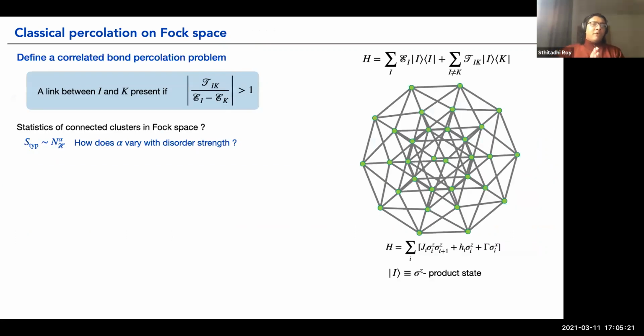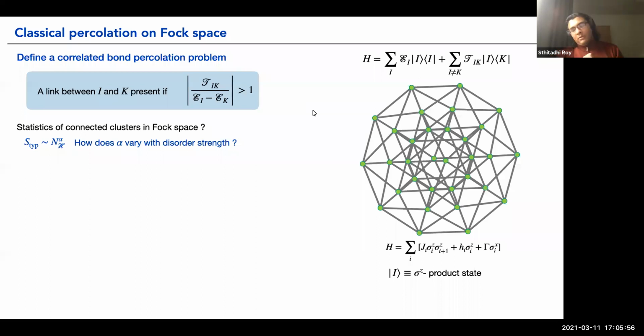All right, so how do we define a classical percolation problem on the Fock-space? What we do is we write down our favorite Hamiltonian on this Fock-space graph, and we say that we will have a link between any two Fock-space sites if the matrix element, T_ik, is larger than the energy difference between the two. If the ratio is greater than 1, we keep the link. If it's less than 1, we remove the link. And that defines a bond percolation problem on the Fock-space graph.